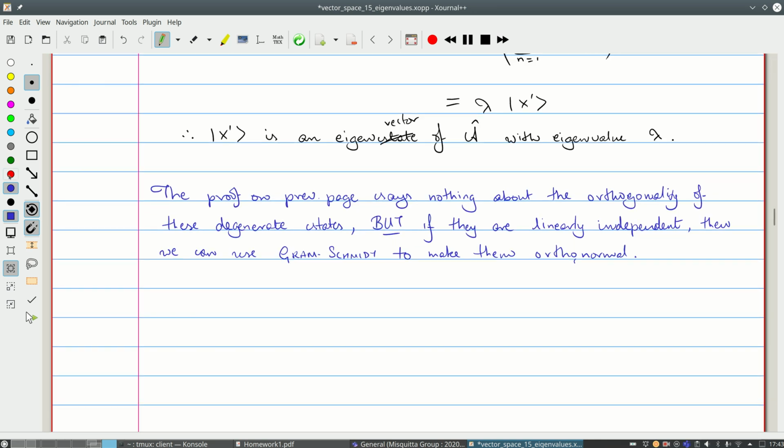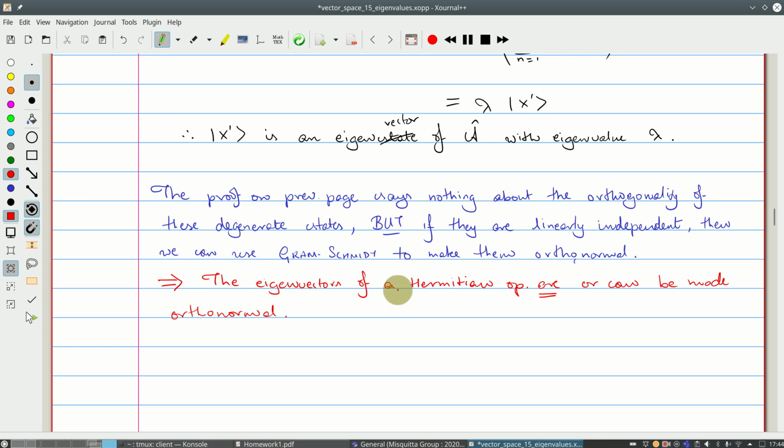Okay, so I'm going to put this here. This implies that the eigenvectors of a Hermitian operator are or can be made orthonormal. Okay, so they either are orthonormal if their eigenvalues are different, or they can be made orthonormal using Gram-Schmidt if their eigenvalues are the same.